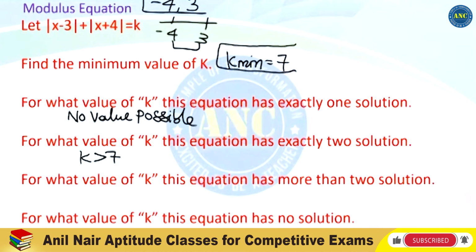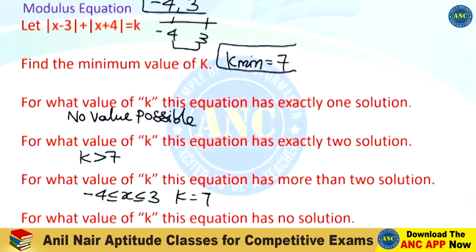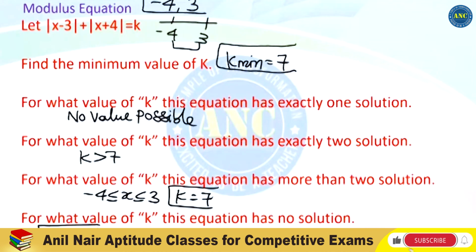For what value of k does the equation have more than two solutions? More than two is possible for minus 4 less than or equivalent to x less than or equivalent to 3, which is when k equivalent to 7. The equation has no solution when k is less than 7. You can solve each and every question in less than 20 seconds if you understand the approach. I have done two examples based upon this concept. I am sure you will not get a single doubt on this problem.